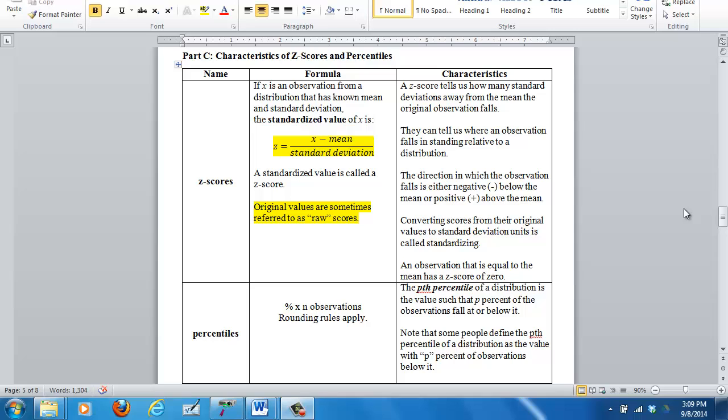So if you're at the 88th percentile, that means 88% of all people who took a particular test would be at your score or below your score. Now, in some cases, you'll see percentile defined not as at or below, but just below it. So just be aware of that as you're looking at different definitions of percentile.